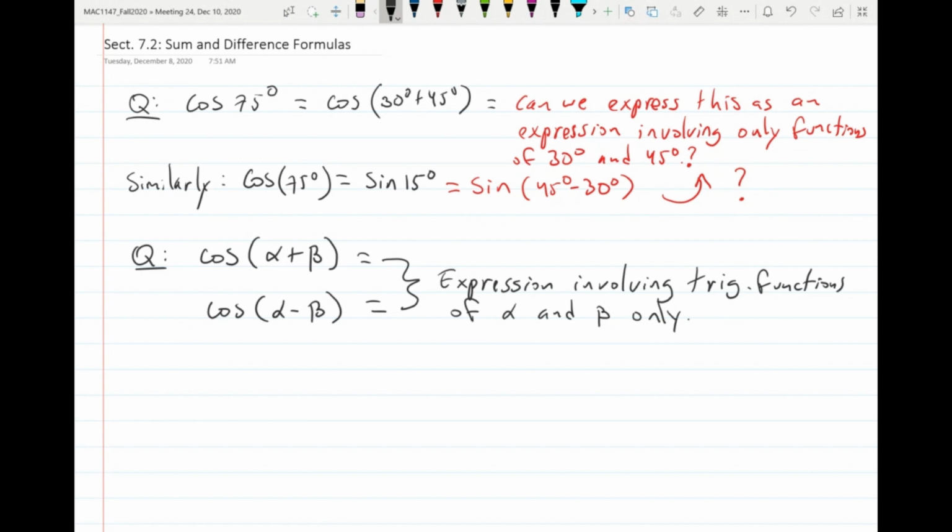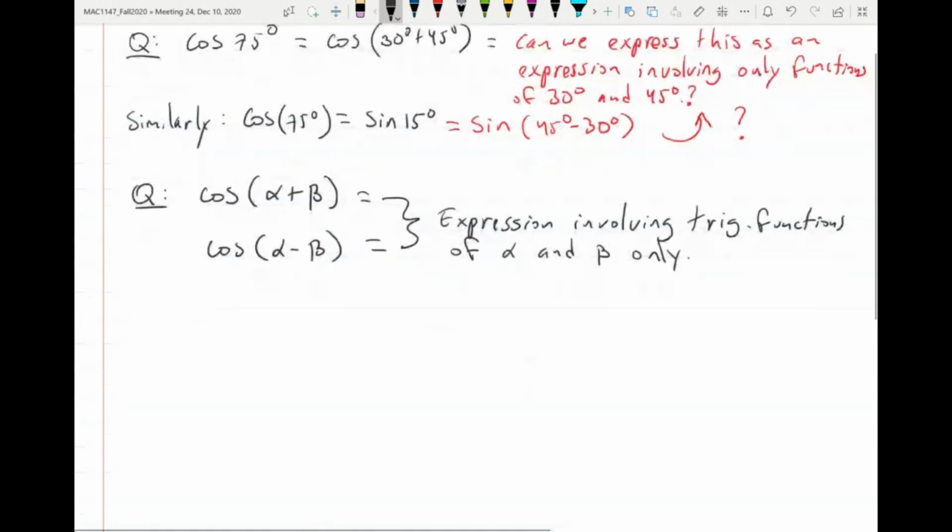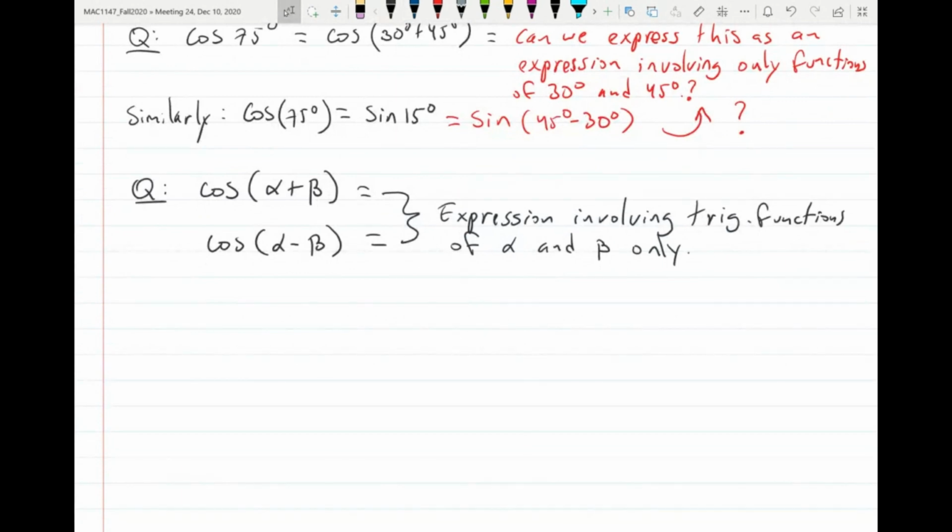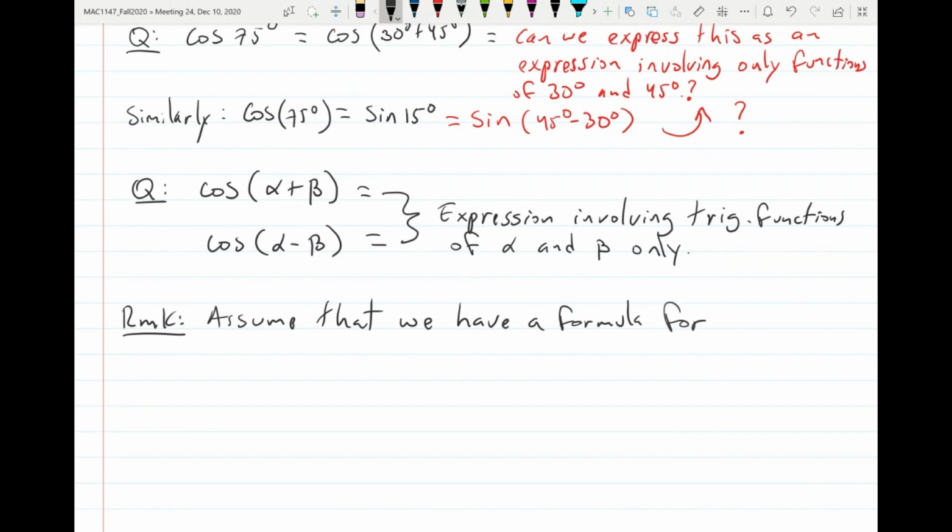So this concerns now figuring out cosine of the sum of two angles or cosine of the difference of two angles. First, I want to give an idea, which is the fact that if we know, for example, the cosine of the difference, then we will get for free the cosine of the sum. So let me write that down. Remark: assume that we already know what to do with cosine of alpha minus beta. So assume that we have a formula for cosine of alpha minus beta.